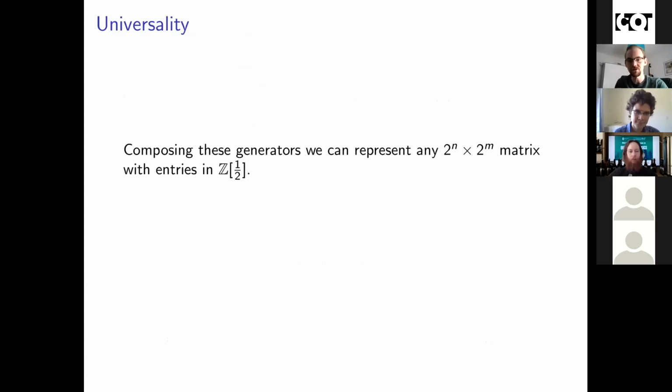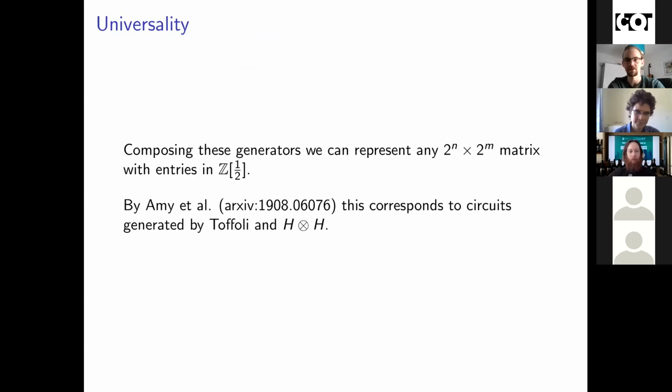Okay, composing these generators, we can represent any 2^n by 2^m matrix where the entries are dyadic rationals, so z over half. These are the matrices that correspond to qubits, but the entries have to be restricted to this particular ring. And by this result by Amy et al. from 2019, such matrices precisely correspond to circuits that are generated by Toffoli gates and an even number of Hadamard gates. So with this tensor product of Hadamard, we have an approximately universal gate set, because if I have a circuit with an odd number of Hadamard gates, I can just add a dummy auxiliary qubit and apply a Hadamard, and then I have an even number of Hadamards. So this doesn't lose you anything.